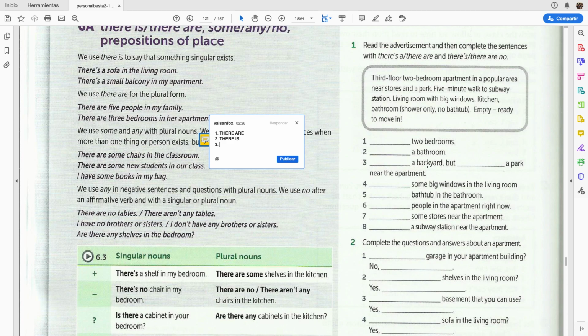A backyard, no, unfortunately there isn't a backyard. All right, there isn't a backyard, but there is a park near the apartments. Perfect. Number 4, some big windows in the living room. Some big windows in the living room. Yes, living room with big windows.